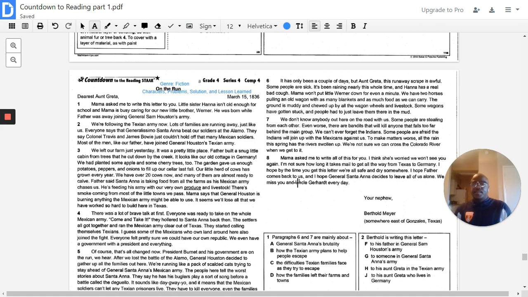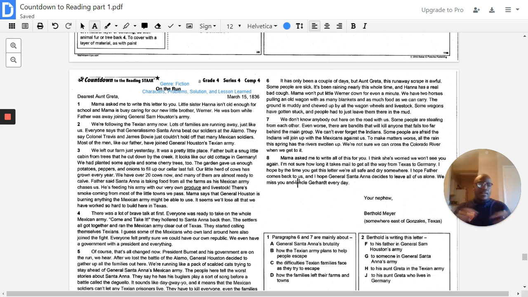Dearest Aunt Greta, Mama asked me to write this letter to you. Little sister Hannah isn't old enough for school, and Mama's busy caring for our new little brother Werner. He was born while Father was away joining General Sam Houston's army.